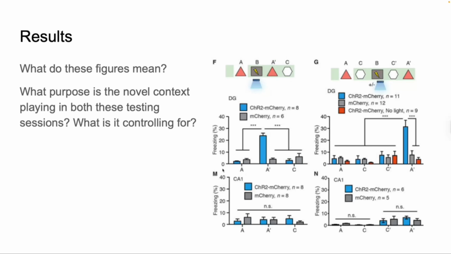So this A here is going to be the initial freezing. This is going to be the new context A after the pairing. And this is going to be context C, also after pairing, right? And so what do we really see in this? What are the major results just for this first figure?